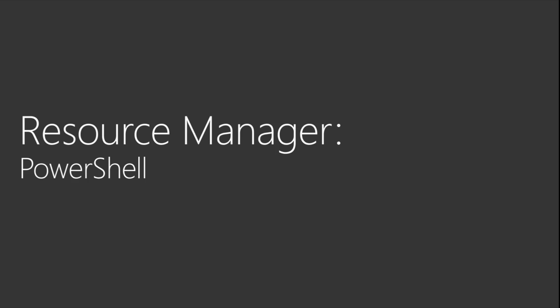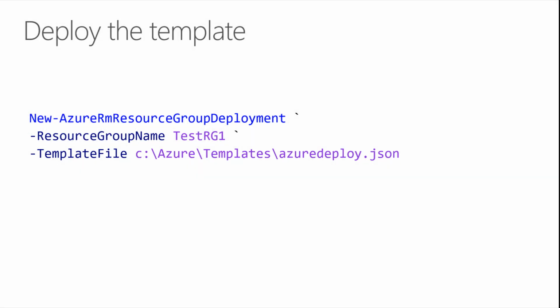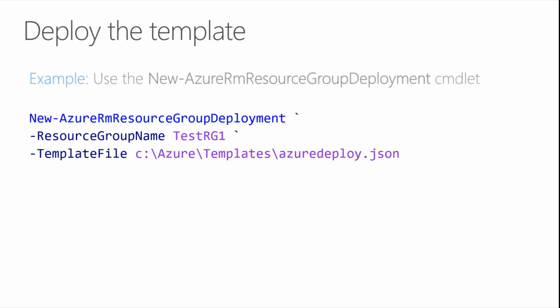We're going to now talk a little bit about PowerShell, because that's one of our favorite tools. So in this case, here's the New-AzureRmResourceGroupDeployment. We specify the resource group name, and then we have the template file, which in this case is the azuredeploy.json.